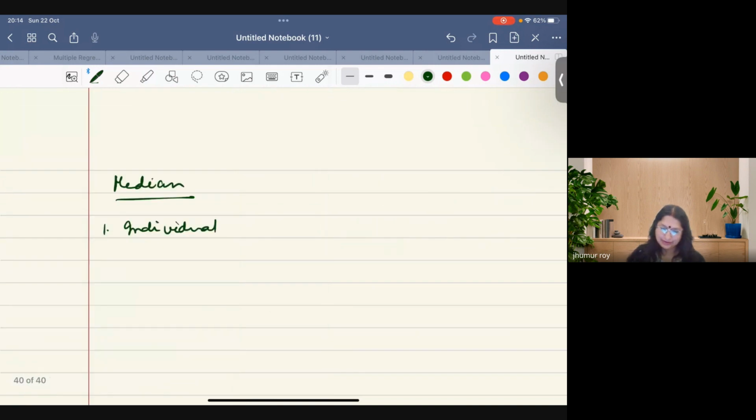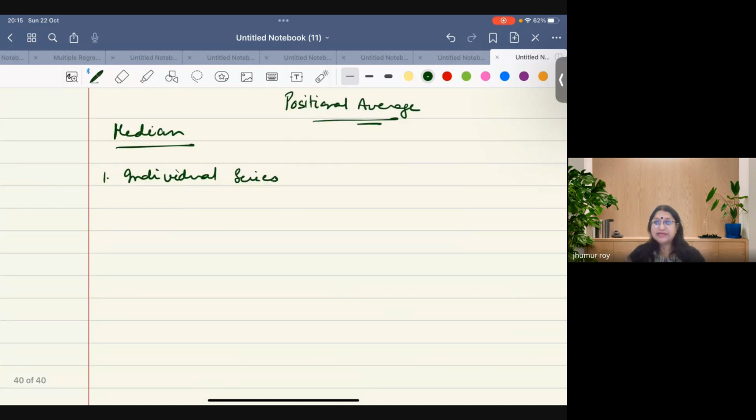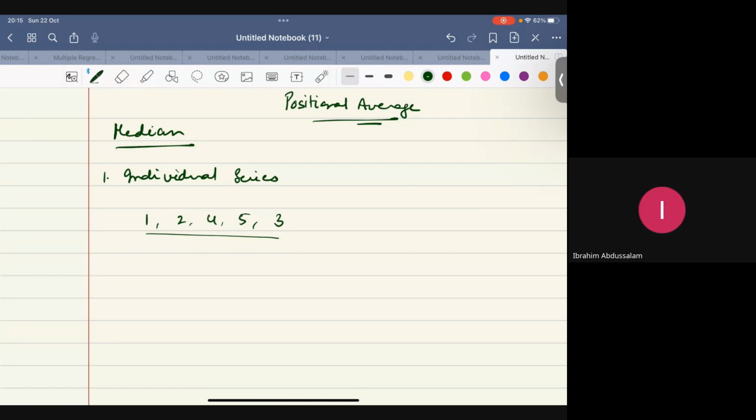Okay. So we come to individual series under median. Now, if you remember, initially I had written that it is a positional average. This is very important. Positional average basically means that you have to put the series in order first. For example, if I've written the values 1, 2, 4, 5, and 3, this is wrong because the order is not correct. According to this, which is the center value? 4.